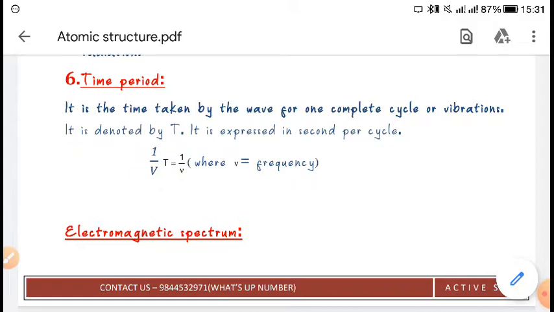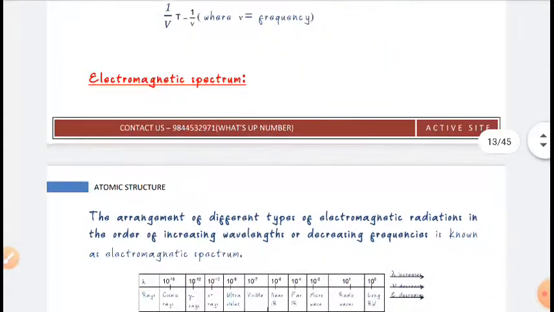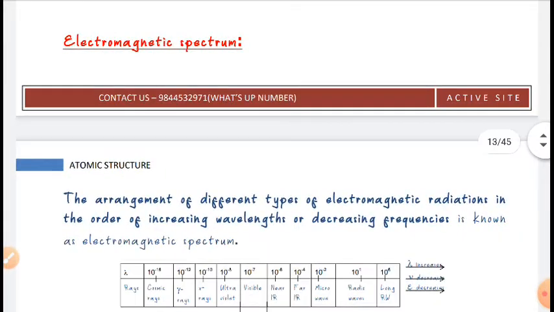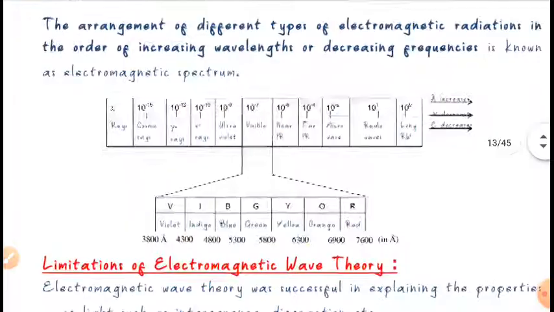But the particle nature of electromagnetic radiation: before we talk about it, we will learn something about the spectrum. So what is a spectrum? It is the arrangement of different types of electromagnetic radiation in order of their increasing wavelength and decreasing frequency. So the spectrum is nothing but an arrangement.